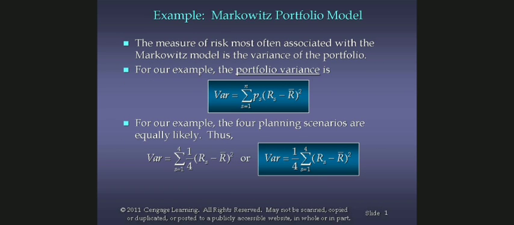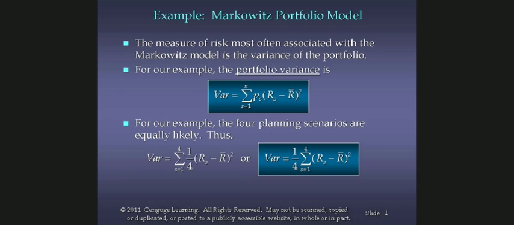The measure of risk most often associated with the Markowitz model is the variance of the portfolio. For our example, the portfolio variance is equal to the summation over n, where S is equal to 1, of P sub S multiplied by R sub S minus mean of R, to the power of 2.